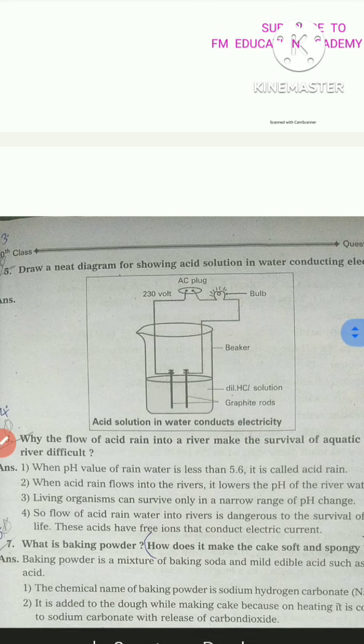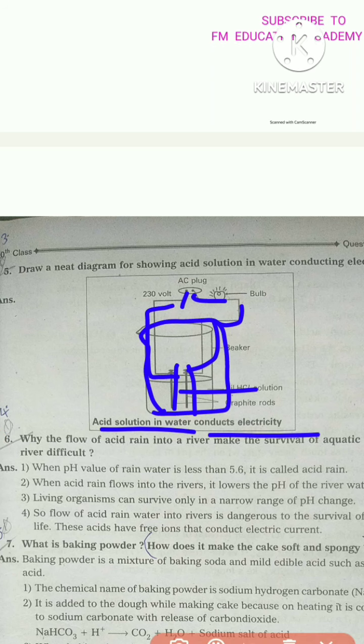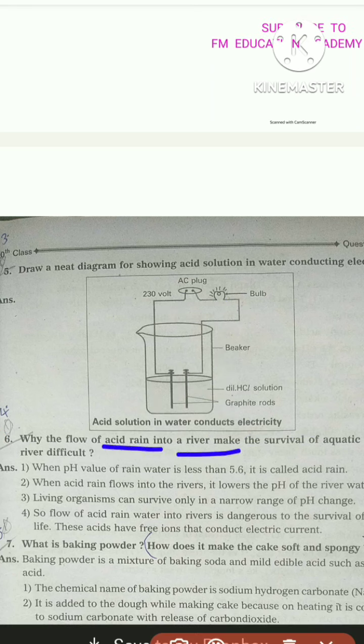Next, fourth question: why does the flow of acid rain into a river make the survival of aquatic life difficult? That is, if acid rain is falling into a river, why is aquatic life difficult, it is asking. So we know that the pH value of rainwater less than 5.6 is called acid rain. So if it is less than 5.6, it will have acid content in it. So when this acid rain flows into the rivers, what happens?